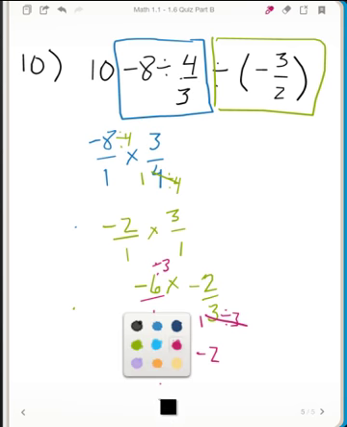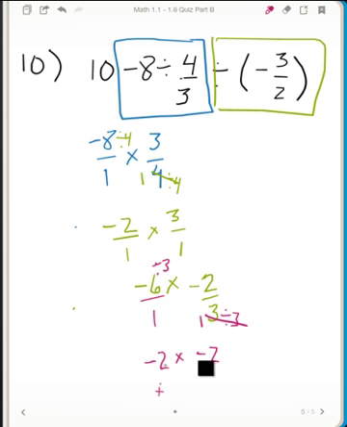A negative and a negative becomes a positive. 2 times 2, 4. Then bring down this guy here. So I'm going to have 10 down here. Then 10 add by 4 is just going to give me 14. So out of all of that, the answer is just 14.